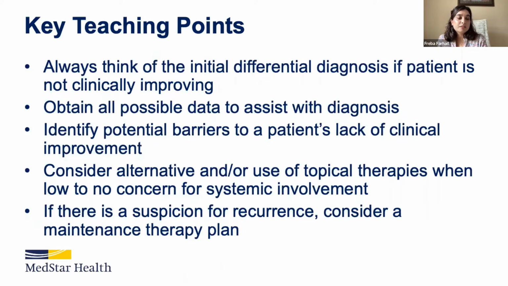And then if there's a suspicion for recurrence, consider a maintenance therapy plan. A lot of what we do in the world of dermatology is maintenance. People will have skin, hair, nail disorders that require long-term treatments, and setting up expectations for our patients is key, and also to help mitigate the risk for relapse, I think is important, and will instill a better patient-physician relationship, I think, in the long run.